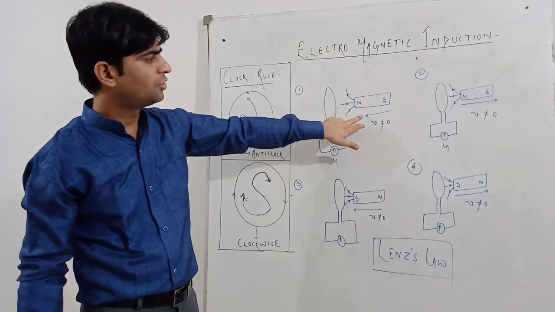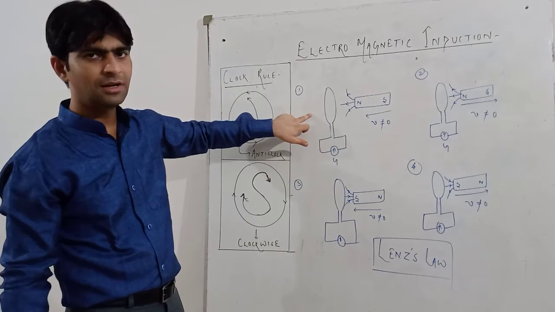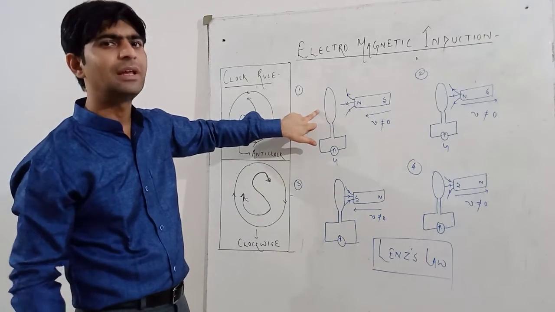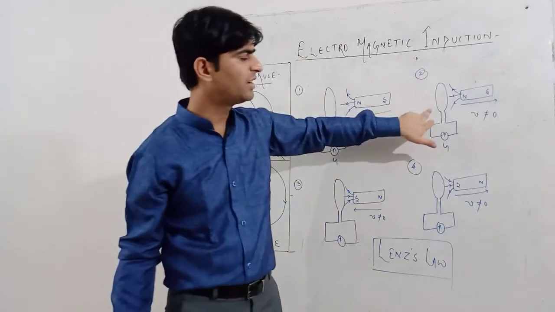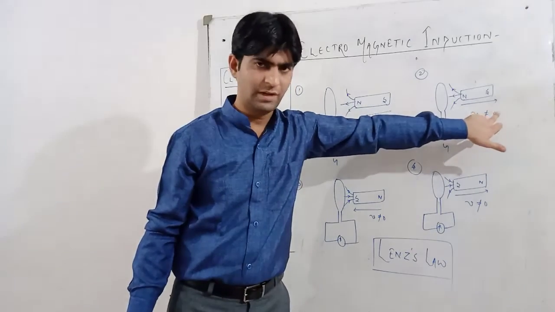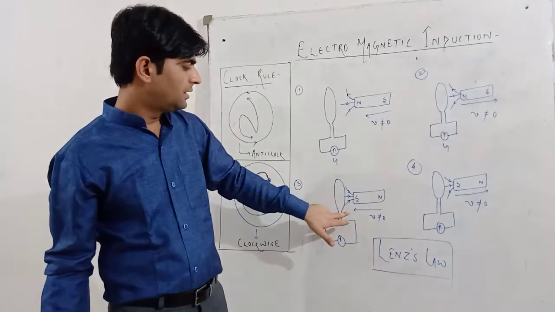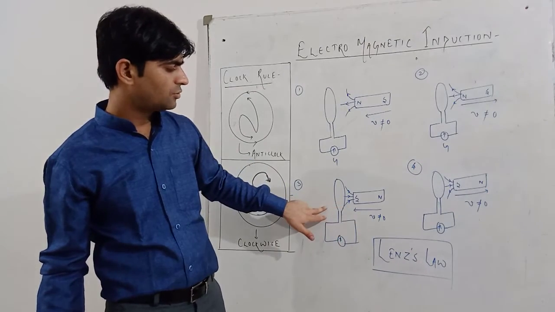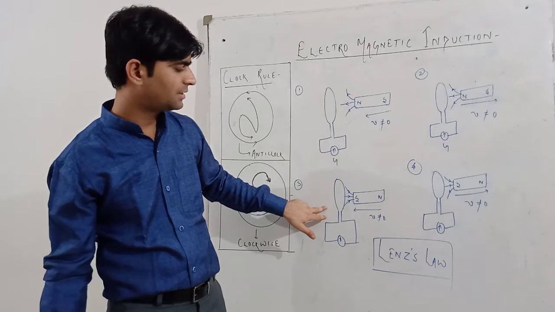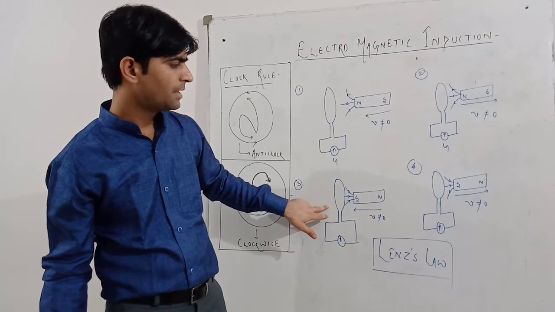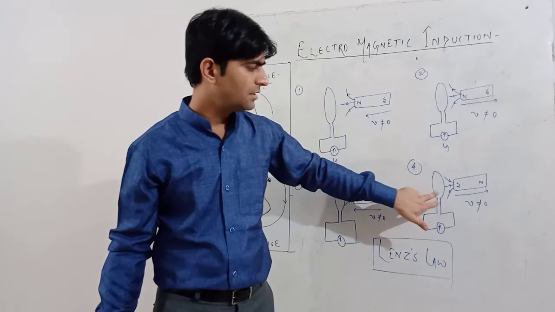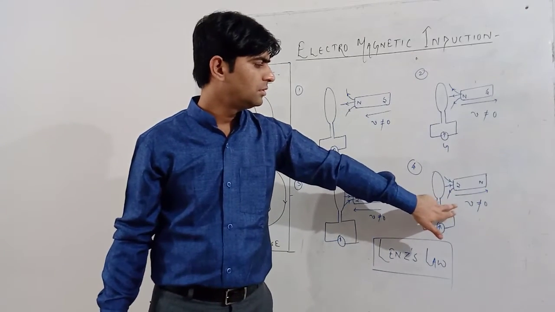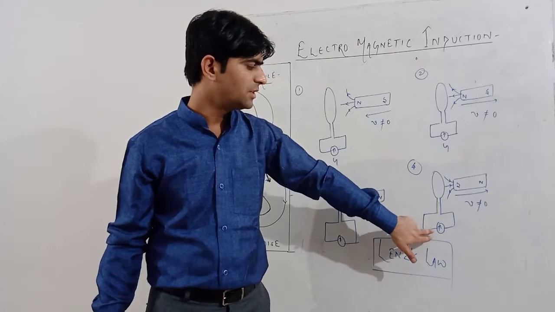In the first case, the north pole is moving towards the coil, so the magnetic flux linking with the conductor, that is the coil, will increase. In the second case, it is moving away from the coil, so it will decrease. In the third case, the south pole is moving towards the coil, so again the magnetic flux linking with the conductor changes, that is, increases. And in the fourth case, again the south pole is moving away from the coil, so the deflection will be observed in this galvanometer.